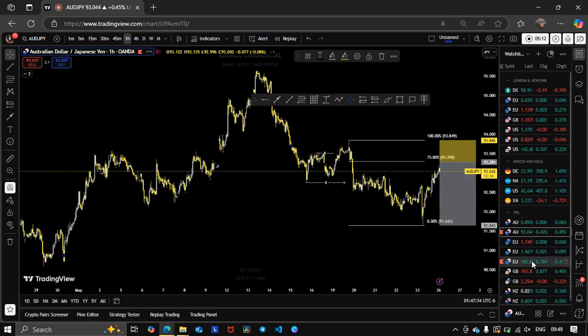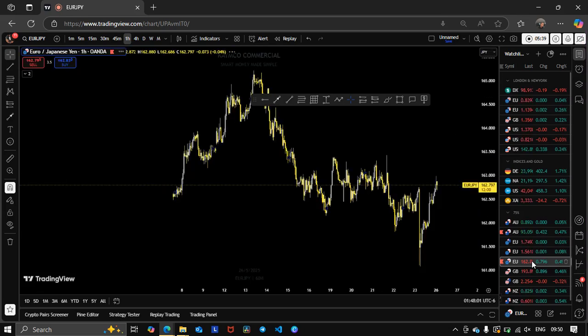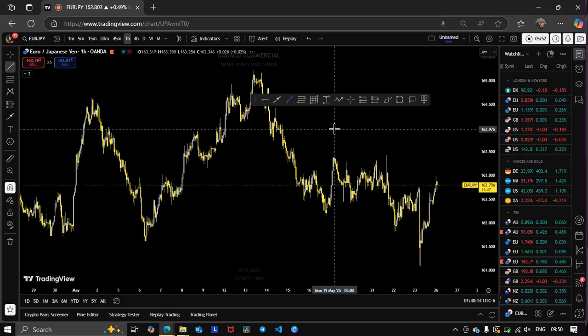And if you go to Euro JPY, the reason I chose these two pairs is because they're actually moving in the same direction. Almost like they're in alignment with one another. The only difference is that the first one that I did was AUDJPY. This one is Euro JPY.